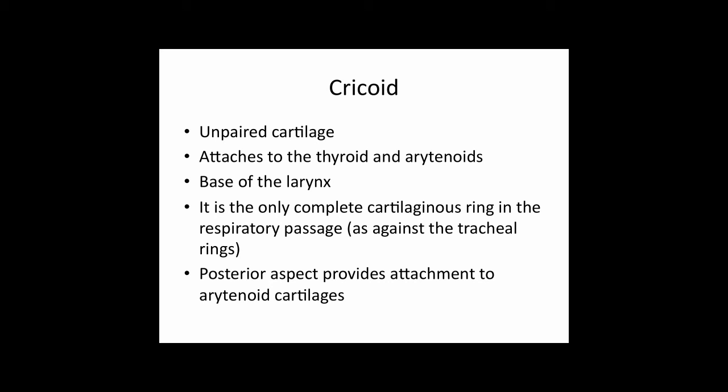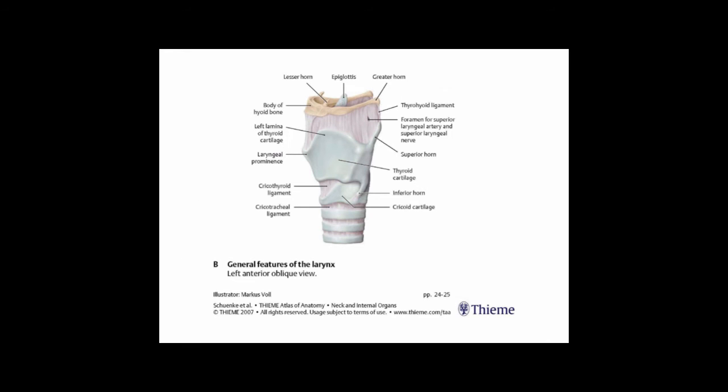Okay. Your cricoid cartilage is also an unpaired cartilage. It attaches to the thyroid and the arytenoids. Okay. It forms the base of the larynx. When I say base of the larynx, if you see right immediately below your cricoid are your tracheal rings. So that's the end. This is where your larynx ends. Okay, right below that is your trachea, which is the windpipe. Now, the cricoid cartilage articulates with the trachea by means of a cricotracheal membrane right there.